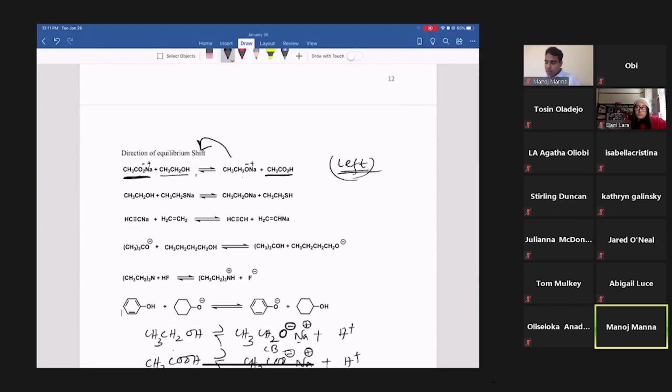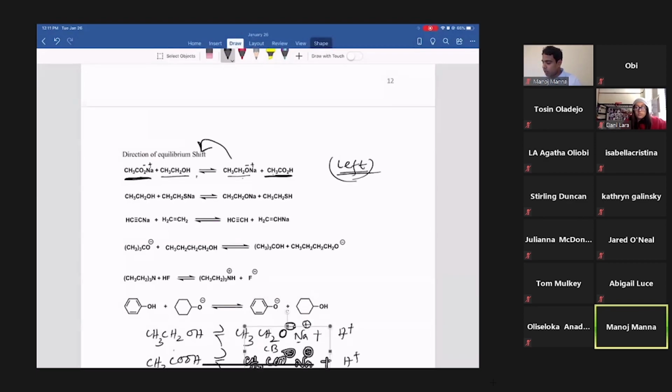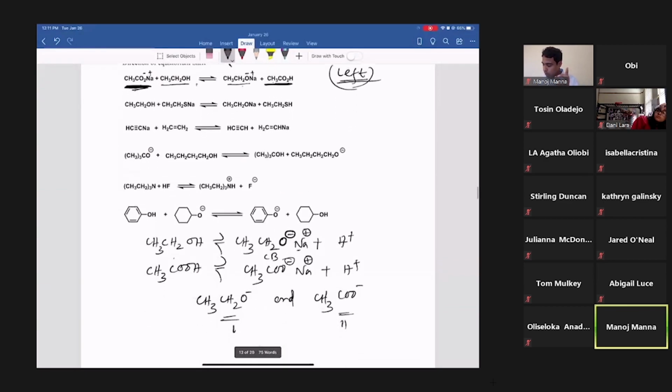Why? Think about a certain amount of time: acetic acid is giving H plus and CH3CO2 minus Na plus, and at the same time ethanol, CH3CH2OH, is giving its conjugate base and H plus. So which is faster? Acetic acid is faster because of the stability of its conjugate base. So the equilibrium will shift in this direction. Make sense? In terms of resonance, once we figure out which conjugate base is more stable, that is the direction the equilibrium will shift. Let's take one more example so it will be easy.